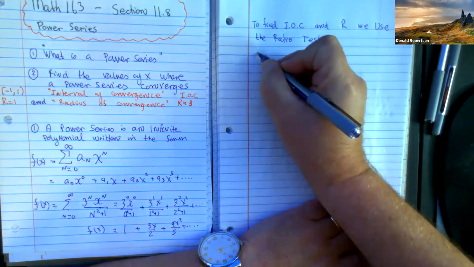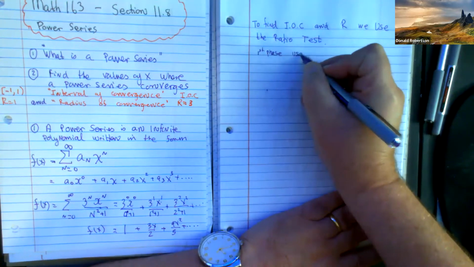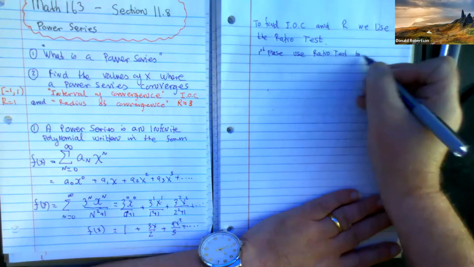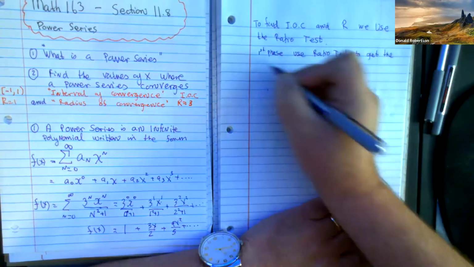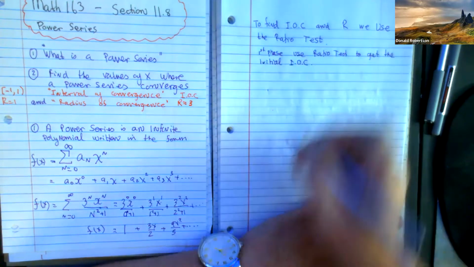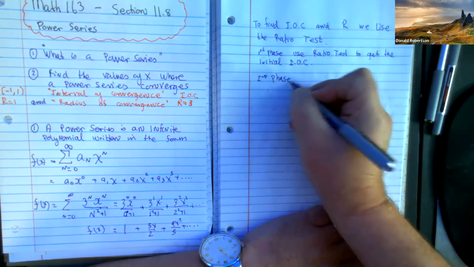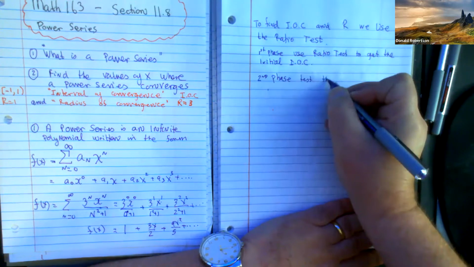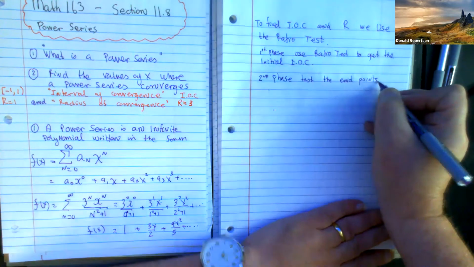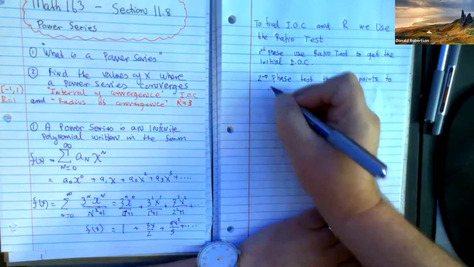So the first phase is use the ratio test to get the initial interval of convergence. And then in the second phase, test the endpoints. The endpoints in this case would be -1 and 1. Test the endpoints to see if they converge.